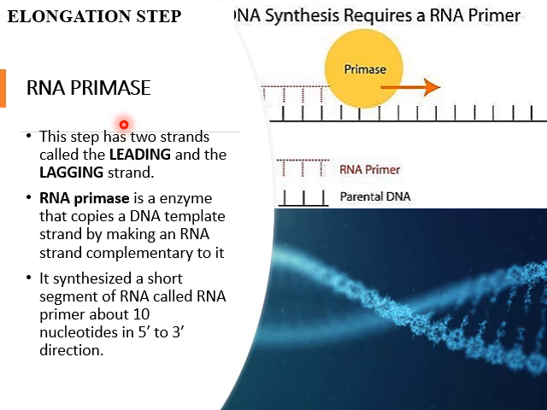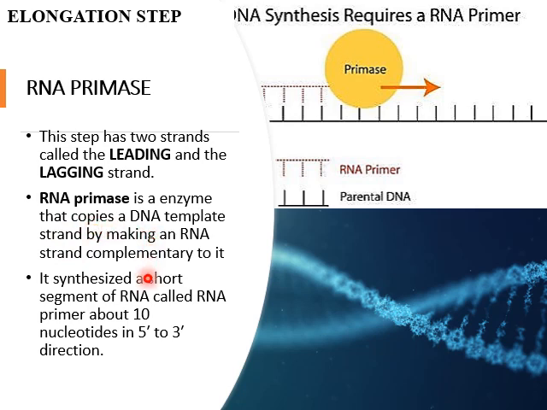Now, there are two strands. One is a leading and the other one is a lagging strand. The leading strand is the continuous strand, which is going in the direction of 3 to 5. There is a lagging strand. The lagging strand is called Okazaki strand. I will explain that.